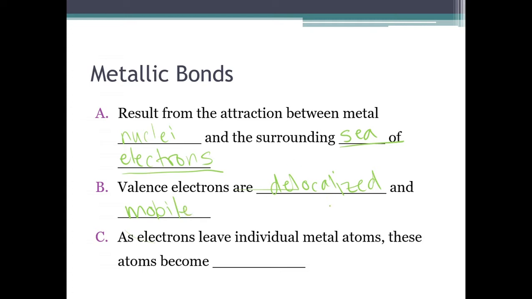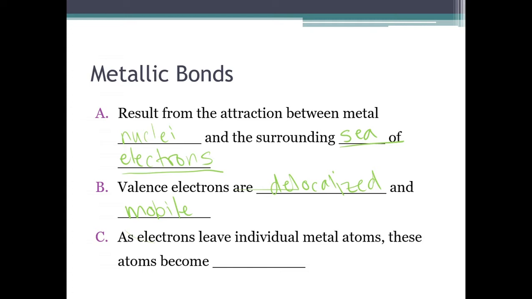Delocalized meaning that they don't really belong to any one nucleus. They kind of belong to every nucleus. And mobile meaning that they are free to move around. And think for a second about why metals might have a sea of electrons, some delocalized electrons, versus nonmetals which do not do this. Think on it.